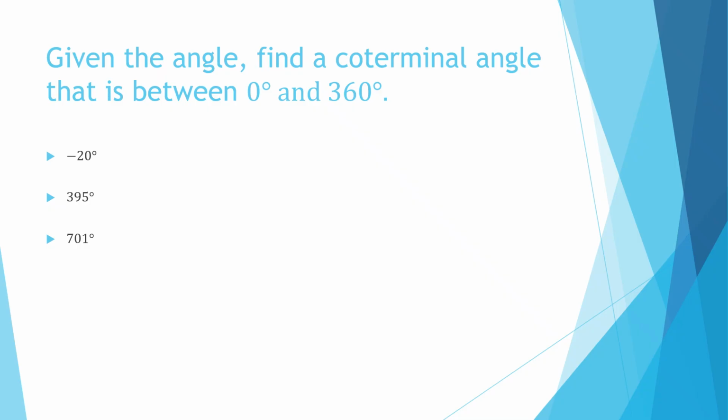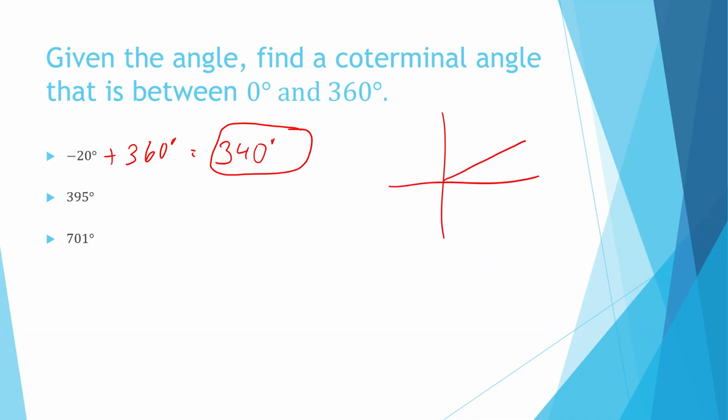So here what we want to do is, given the angle, we want to find a coterminal angle that is between 0 and 360. So for the first one, we have to add a revolution of 360 degrees because we want it to be positive. This should be 340 degrees, and so that should be our answer. So remember, coterminal angles are angles that will appear or have the same terminal ray. So for example, there, or if you had an angle that included one rotation, or if you had one that was maybe negative. The next one, 395.